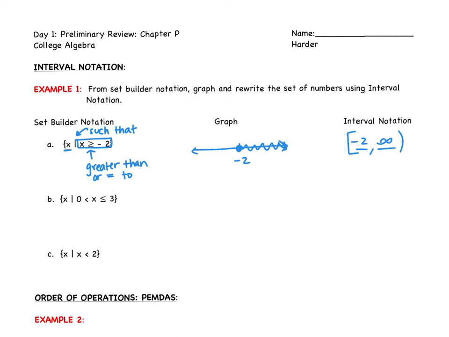So you might want to write that. Parenthesis is not included, whereas a bracket is included. But remember, like I said, infinity is not a number. It doesn't make sense to include infinity. So infinity gets that parenthesis.